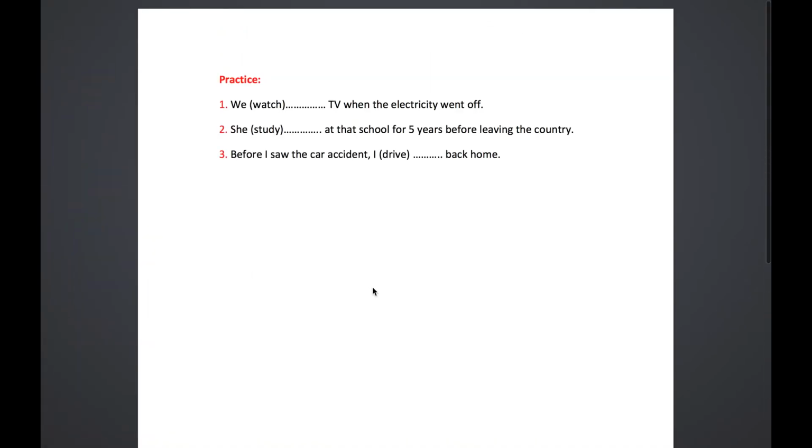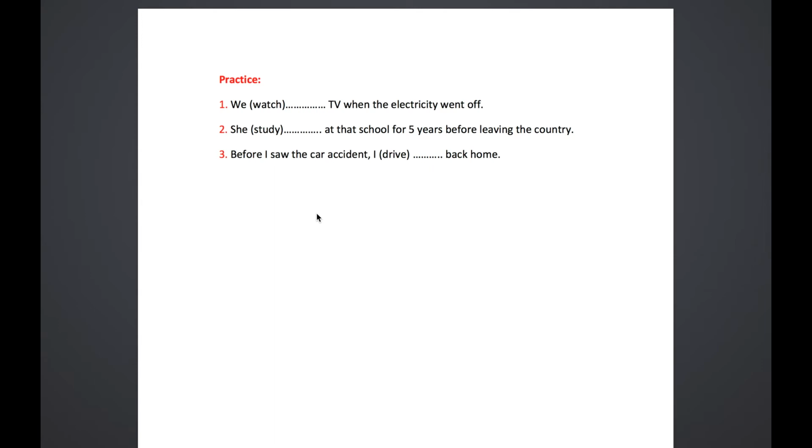Here you can fill in the blank. We watch blank TV when the electricity went off. There should be a continuous action, and the second clause that we have is past. And then the other clause should also be past. So we have been watching TV because it takes a long time when you watch TV. We had been watching TV when the electricity went off. You can say that.